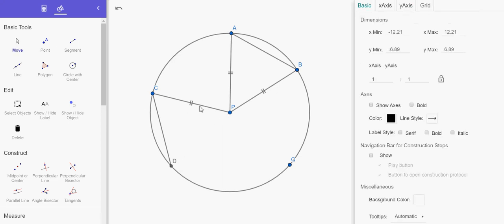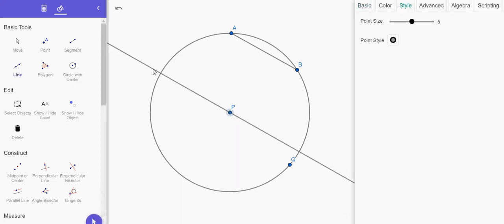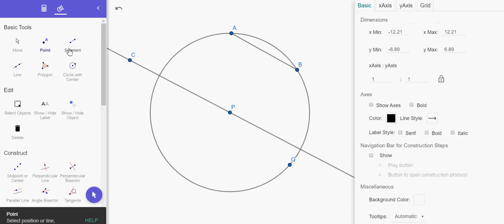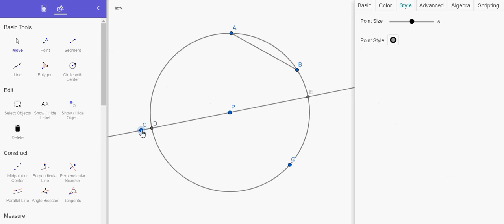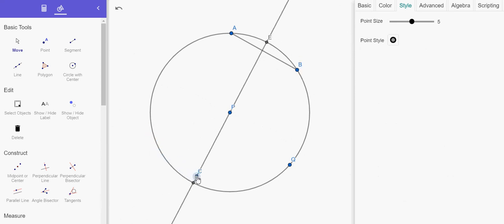Now, probably the most important theorem, I'm just going to delete all of this stuff. The most important theorem about circles and chords is the following. I'm going to draw a line through the center of the circle, and that creates a very special chord, of course, called a diameter. Now, a very special and important theorem says that if a diameter passes through the midpoint of the chord, then it is perpendicular to the chord. And this is also a biconditional theorem.